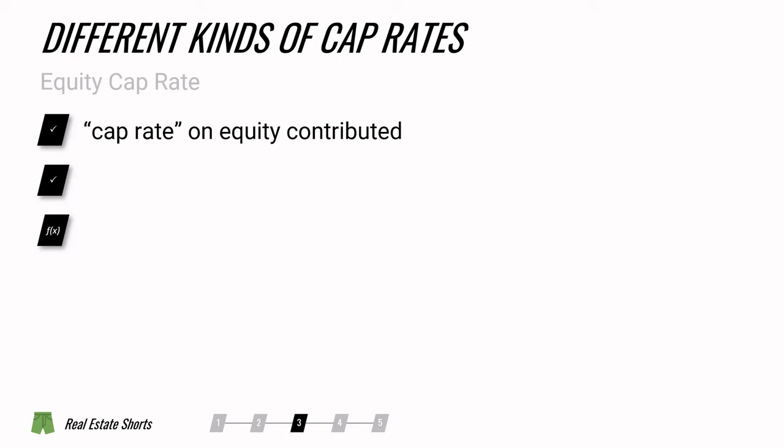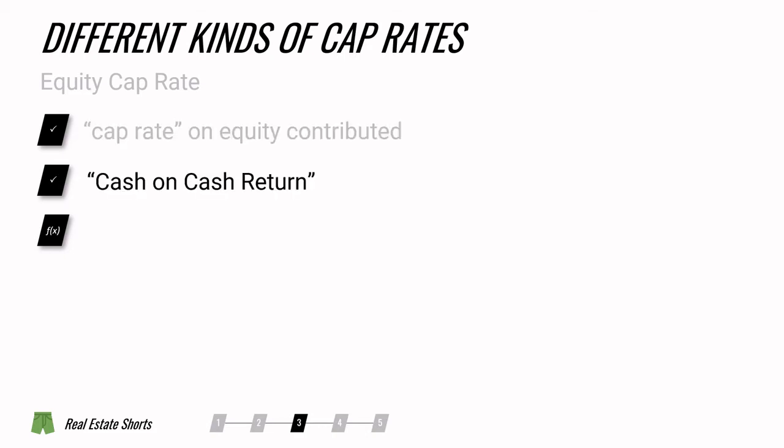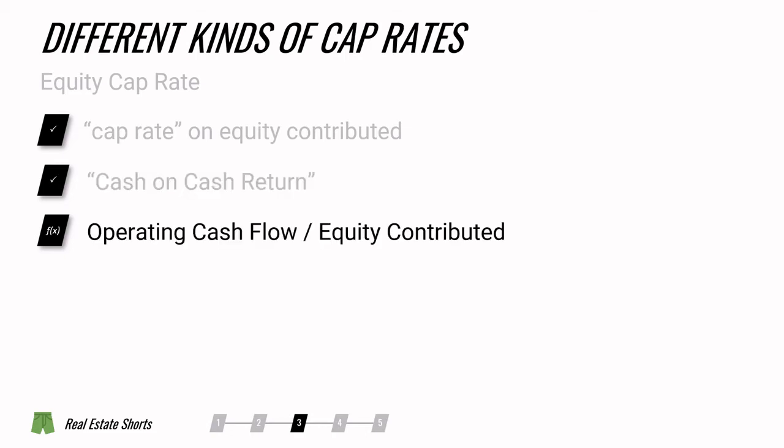All right, so the next is equity cap rate. And this cap rate measure is a little different in that we're only going to be measuring the cap rate on the equity contributed, not the total price or value. So another way to describe this is cash on cash return. And the way that we would calculate this is operating cash flow divided by equity contributed. So again, think about what this means. Instead of it being net operating income divided by price, it's operating cash flow divided by equity.